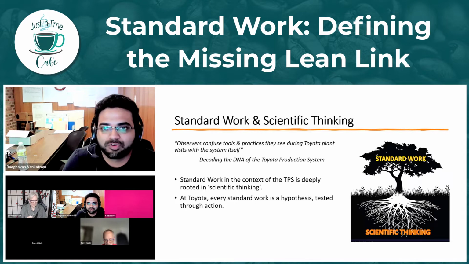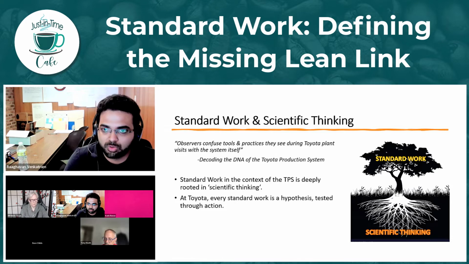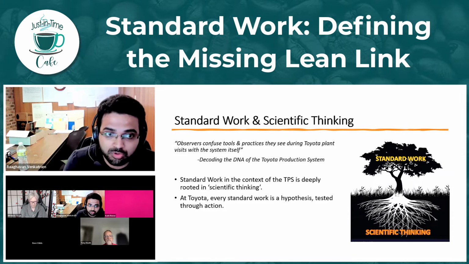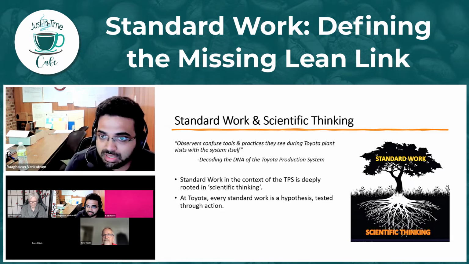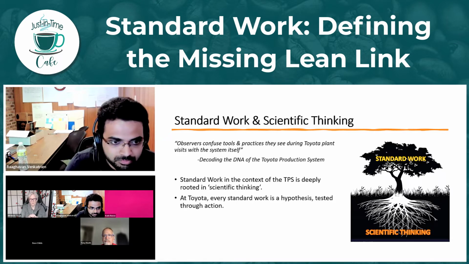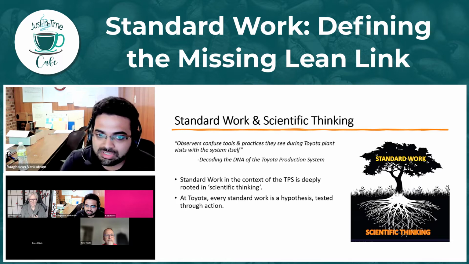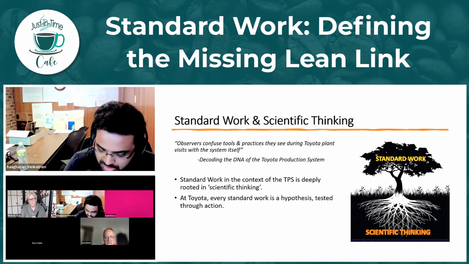But the core of lean doesn't lie in templates; it lies in scientific thinking itself. And I think that is what a lot of us lean thinkers and companies in general miss out on. We look at the results and we think the tools get us the results, but I don't think that is the case. Well, the people who wrote Decoding the DNA of the Toyota Production System and Mike Rother, who did Improvement Kata, they also have found that that is not the case. There is an underlying scientific thinking pattern that is deeply rooted within the context of the Toyota Production System. And at Toyota, every standard work is a hypothesis that is tested through action. So that is something I think we've got to keep at the front and center of our understanding about standard work itself.